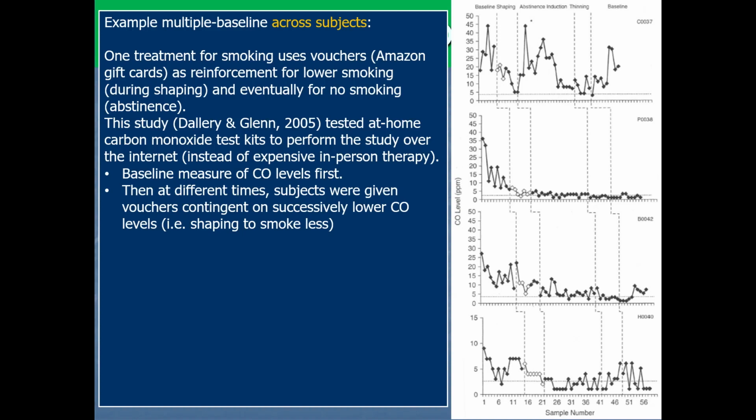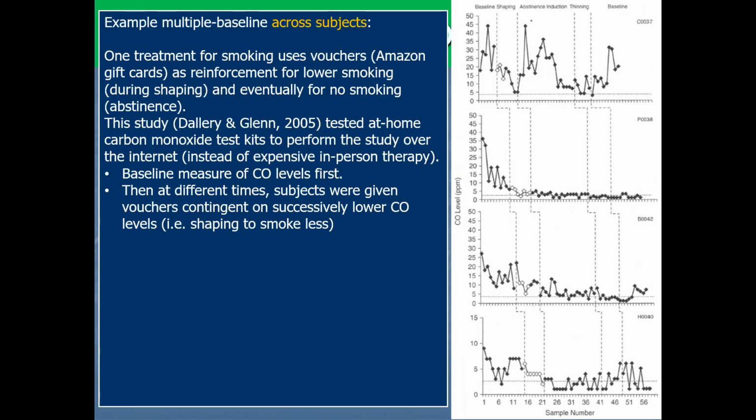Here they were given vouchers contingent on successfully lowering their CO levels. Basically, it's shaping them to smoke less. And we know the formal term here would be DRL, differential reinforcement of lower rates of behavior. They get a gift card if they smoke less than before.